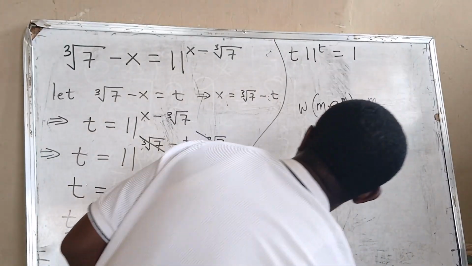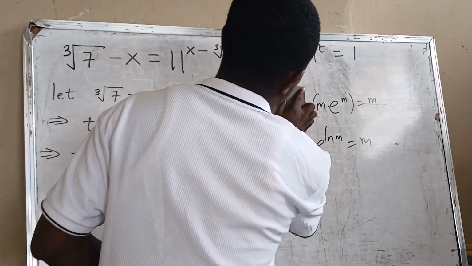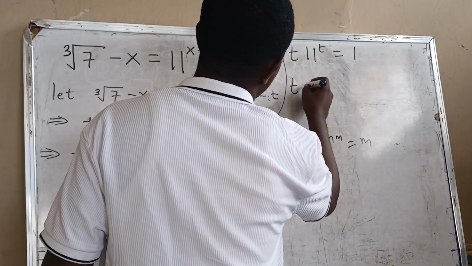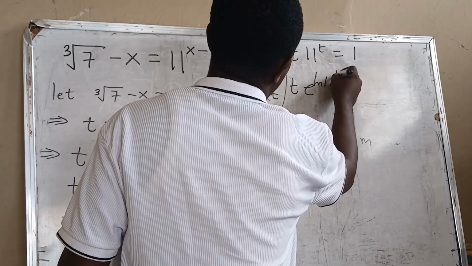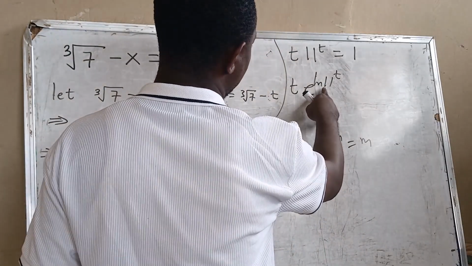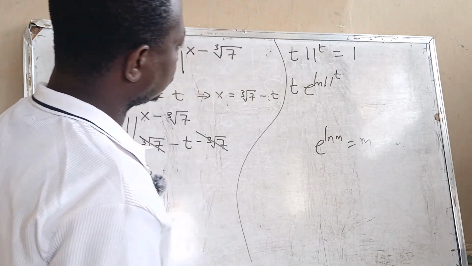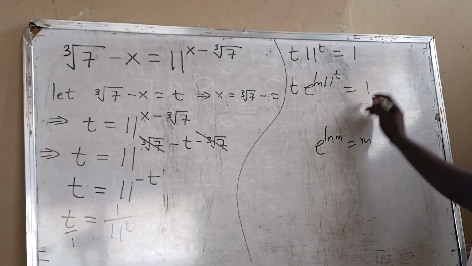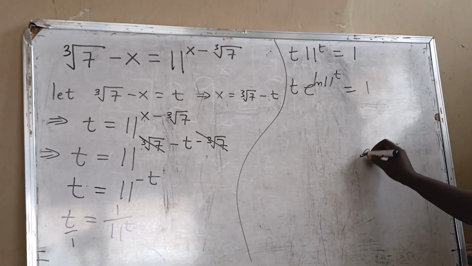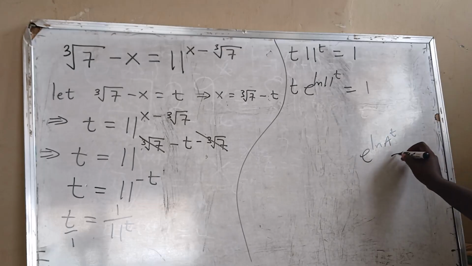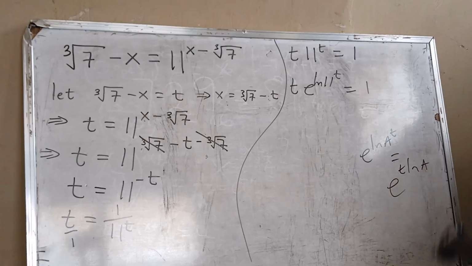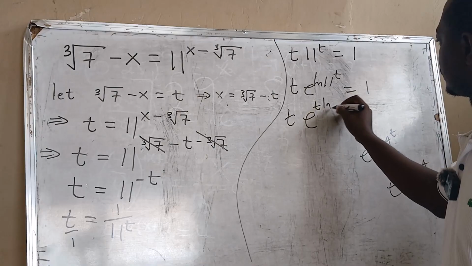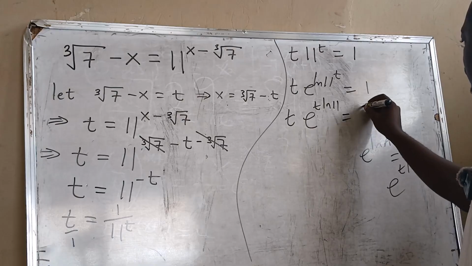So instead of this, I'll make it t times e raised to ln of 11 to the power t. So remember this, that the answer is this. So going back, this one will still give us this. So we have done nothing here. All right. So we have this equals 1. Now, when you have e raised to a to the power t, it's the same as e raised to t ln of a. So this side will be t times e raised to t ln of 11 equals 1.